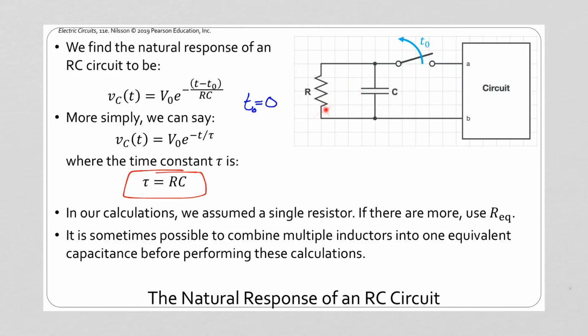We assumed one capacitor connected to one resistor. If we have more resistors, use the equivalent resistance of the circuit connected to the capacitor.